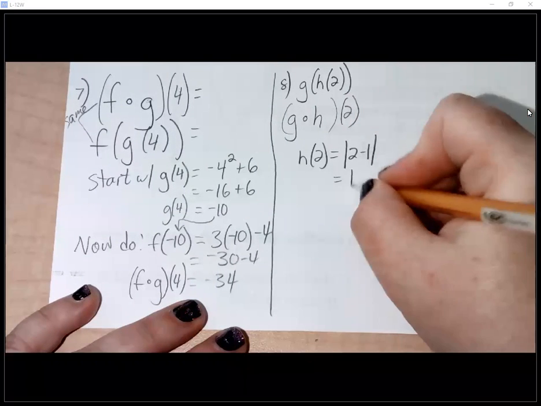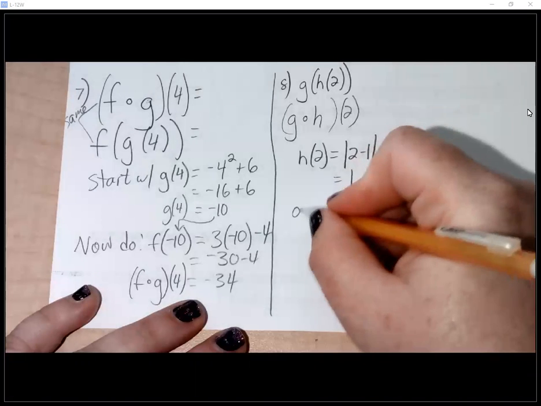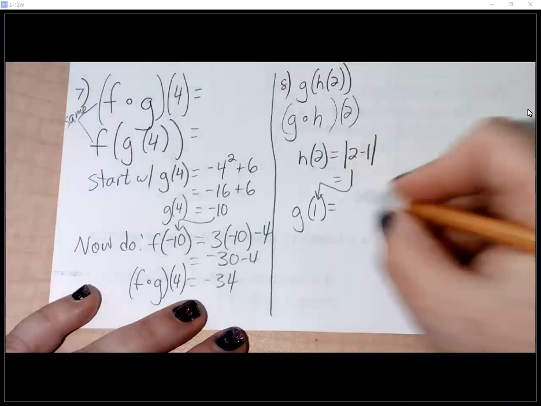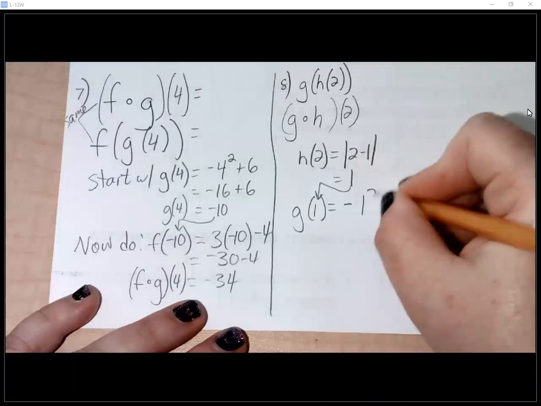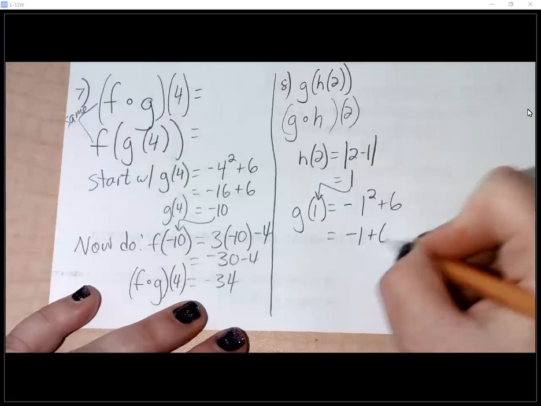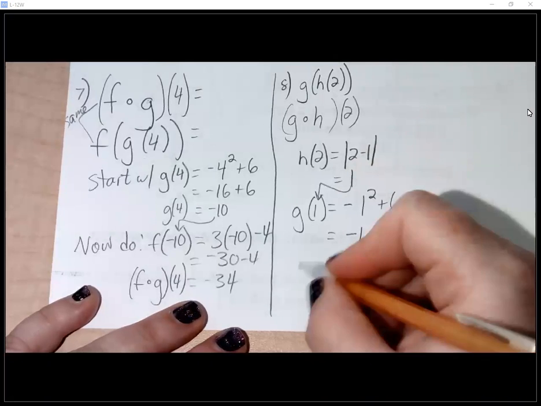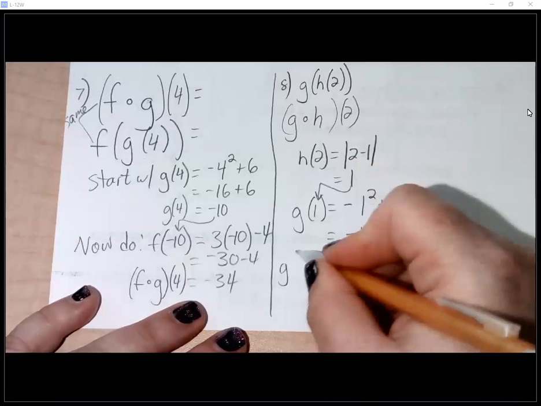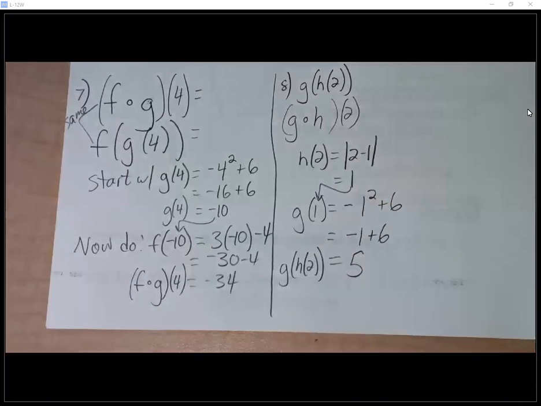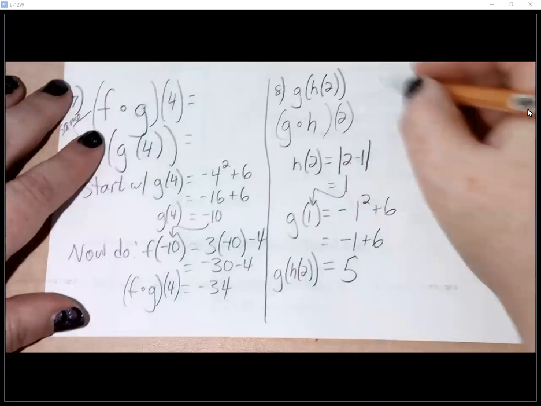Great. And now we're going to do g of 1. So I take that answer and I stick it into g. So negative 1 squared plus 6, and evaluating that correctly, you do in fact get 5. So there's my final answer for g of h of 2. Okay, one more example problem and then we're done. Try this one for me.